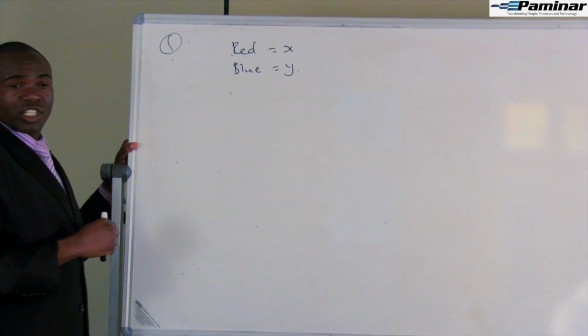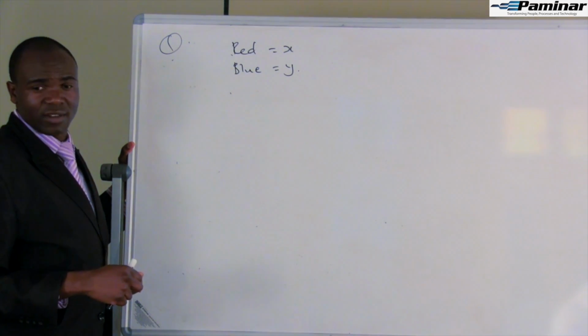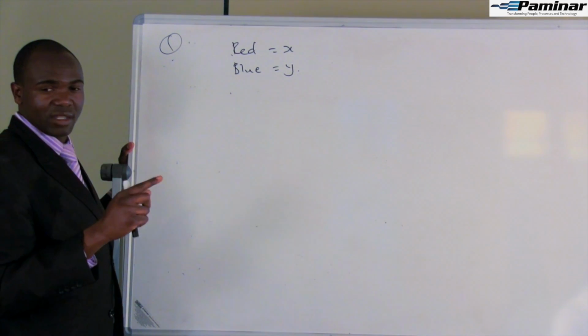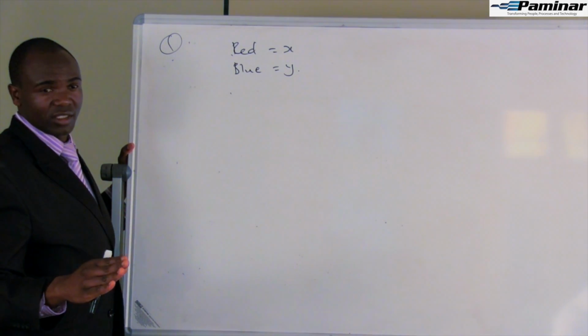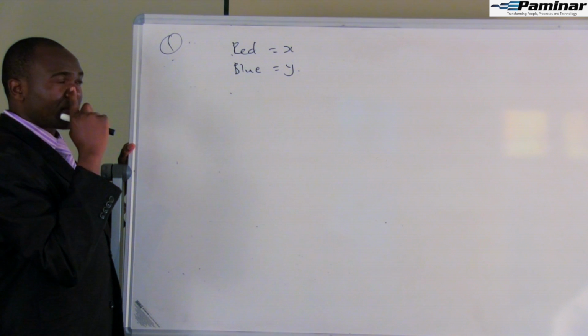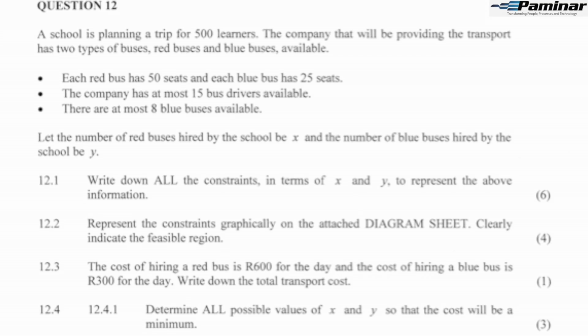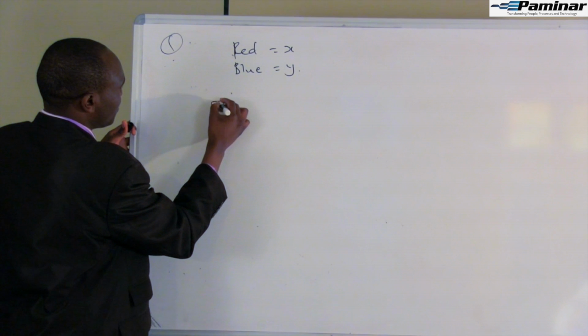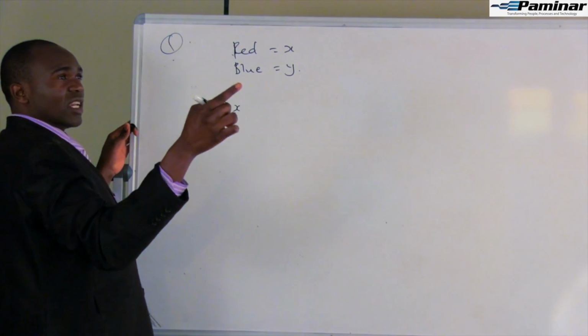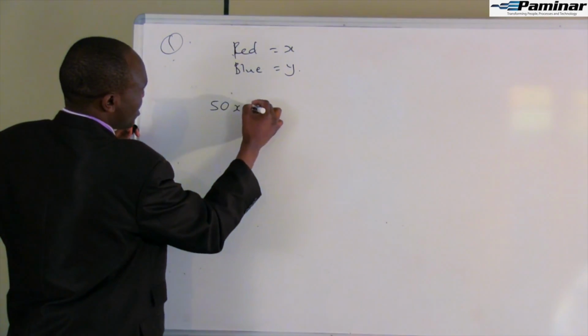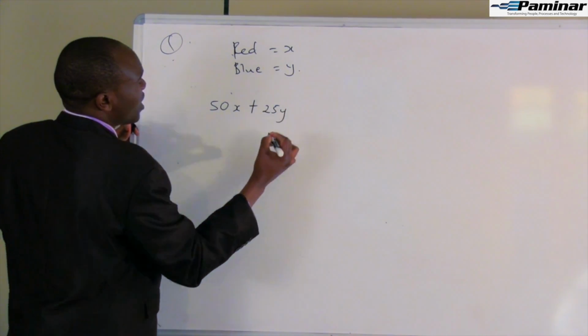Now, check on those 3 conditions that you are given. That's the constraint that you are given. Now you need to express them as inequalities. That's the constraint, so don't put an equal sign there. Each red bus has 50 seats, but we don't know how many red buses there are going to be. That's why we represent by X. So each red bus has 50 seats, and each blue bus has 25 seats.